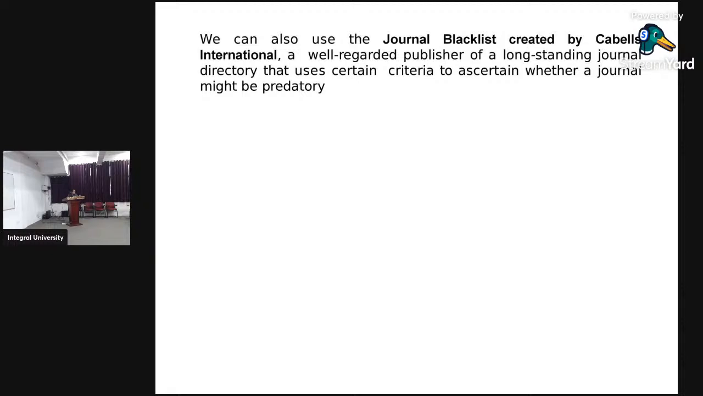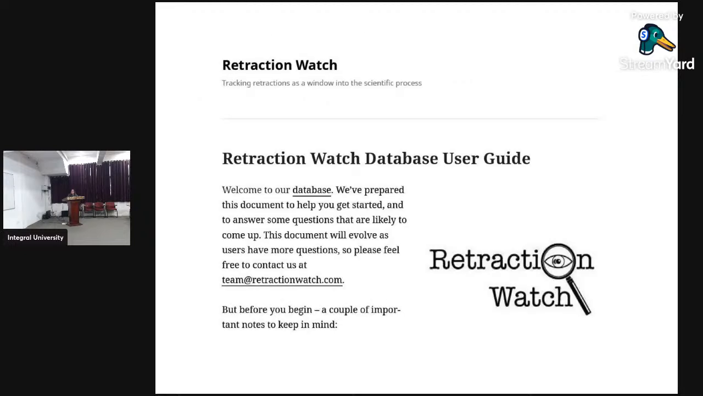So we in Integral University are required to publish our papers in Scopus Index, Web of Science Index, and UGC Care journals. But make sure that the UGC Care journal that you choose should not be in Beall's list. Always try to publish your work in Scopus Index and preferentially in Web of Science Index. Then we will talk about Retraction Watch.